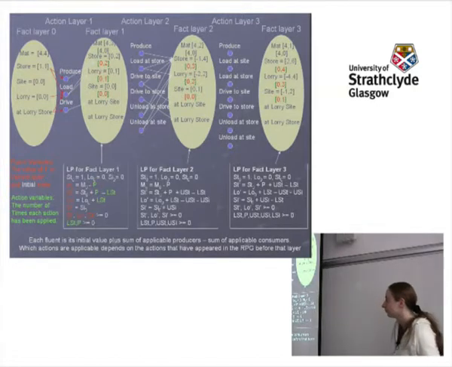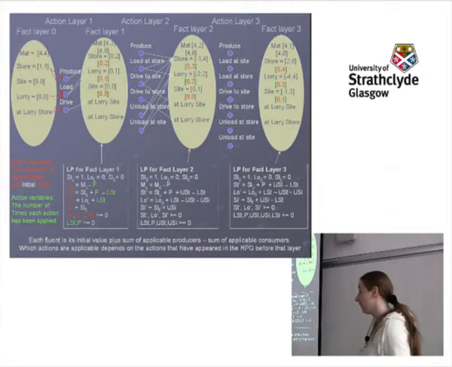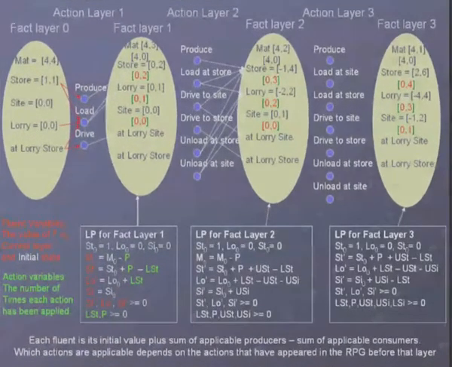So, back onto our LPs. Now we've seen formally how we can construct them. These are our values in the initial state. Sorry, these white ones here. These are our final values, and these are our action variables for each action that's appeared so far. So the only actions that have appeared are produce and load at the store. So we've got those here.